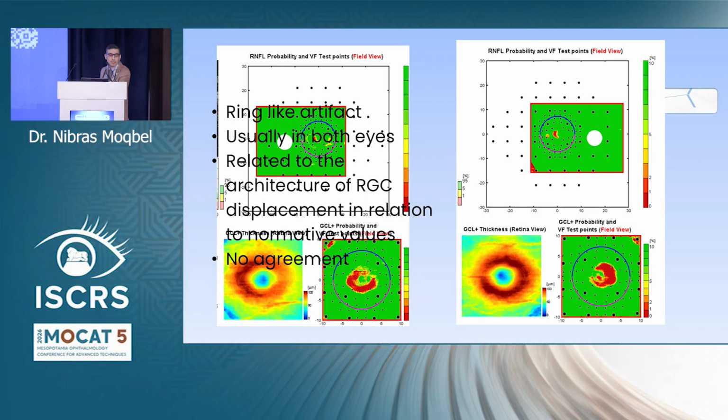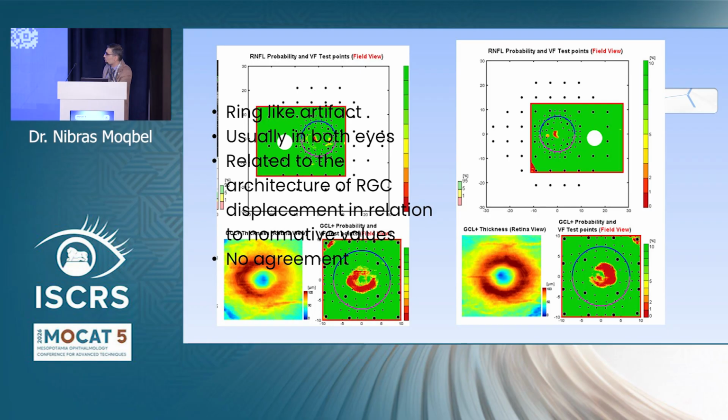If we look at this OCT report, first we look at the B-scan image. Is there segmentation error? No. Is there any focal loss? No. But if we look at this side, at the probability map for the ganglion cell layer, there is what we call a foveal ring.